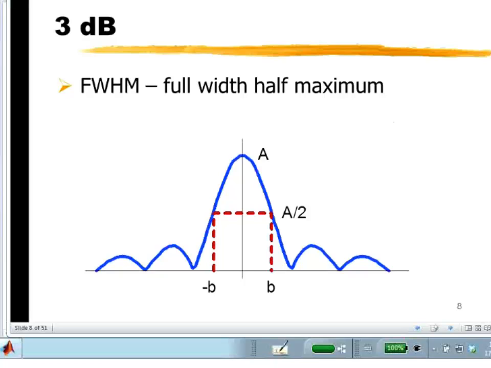The 3 dB bandwidth, also known as the full width half maximum bandwidth. We take the frequency response, we look at the peak of the frequency response, and then we follow the frequency response down to where it first reaches half of the initial value. At that point, we look down at what bandwidth has occurred, and we call that the bandwidth of the signal. So this is the 3 dB bandwidth of the signal.